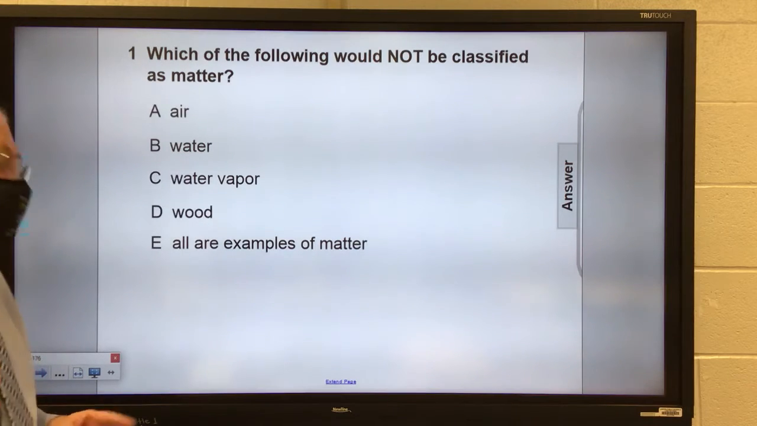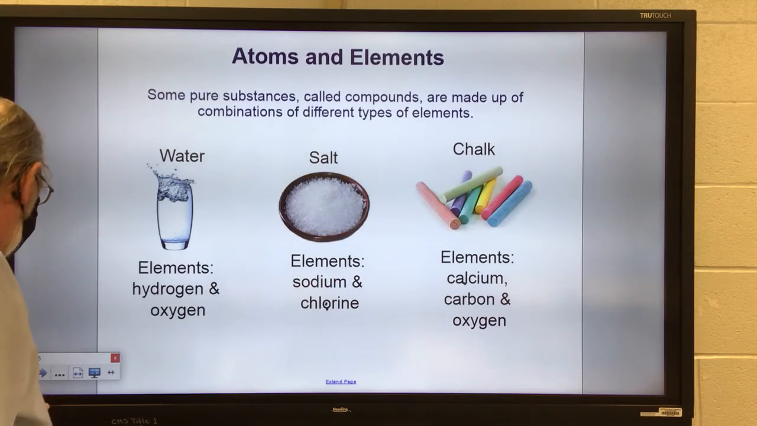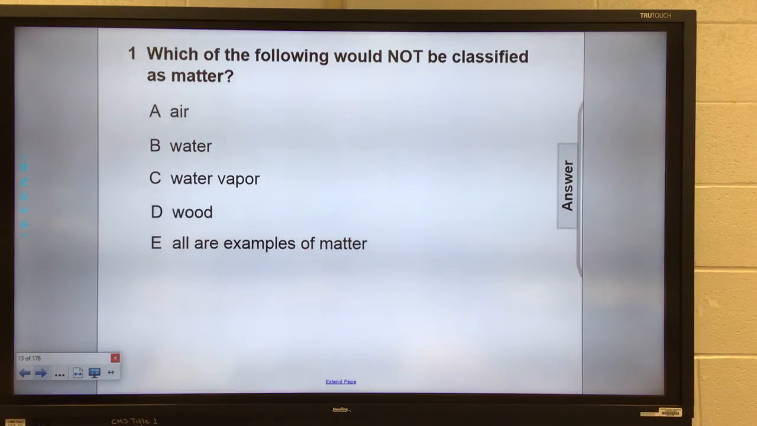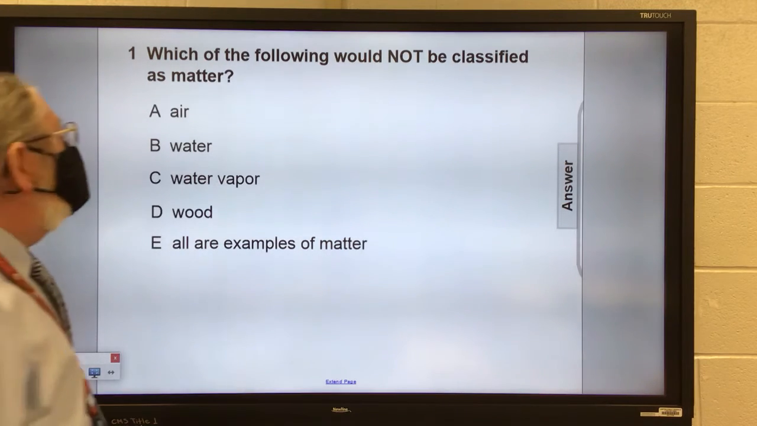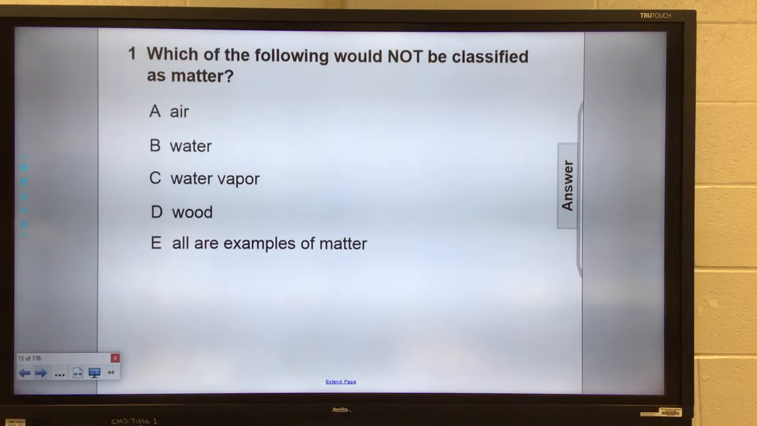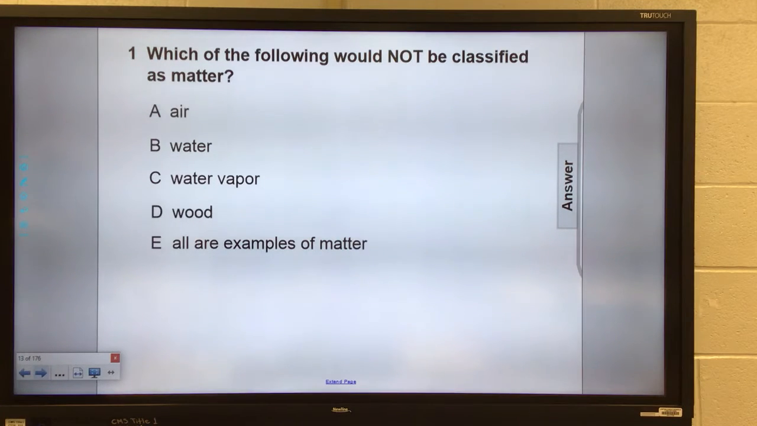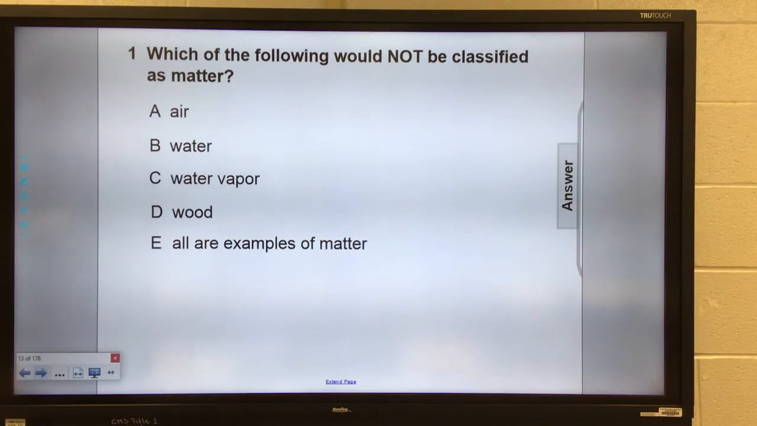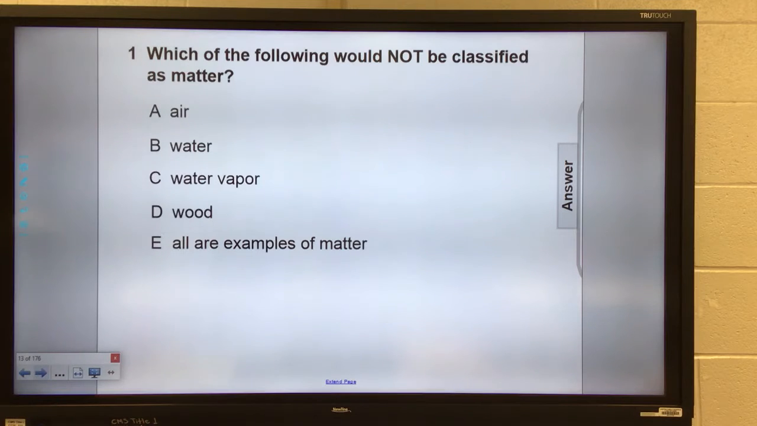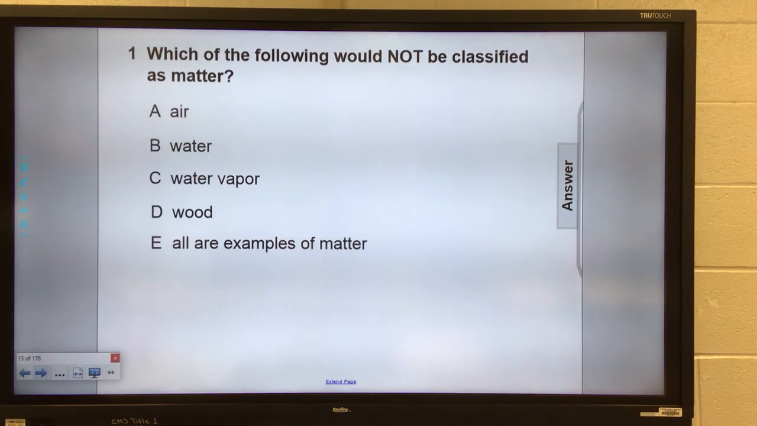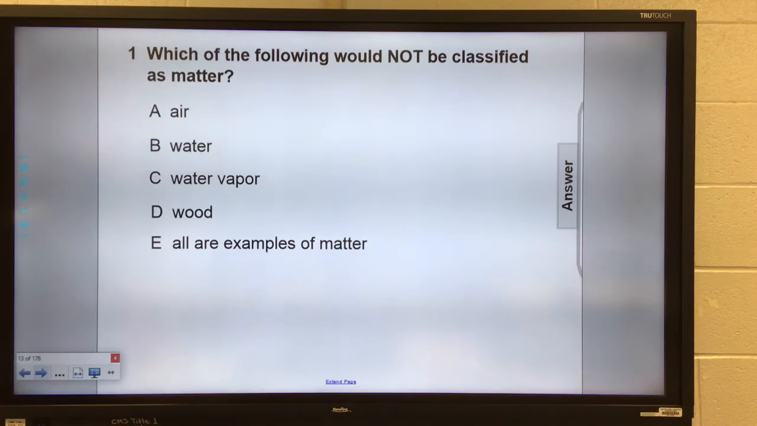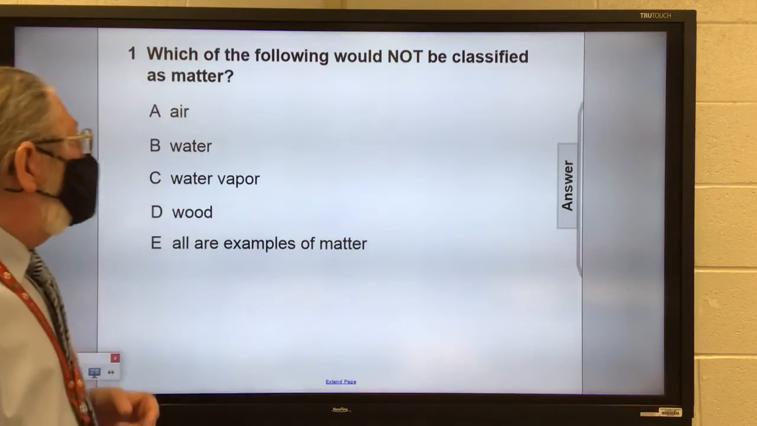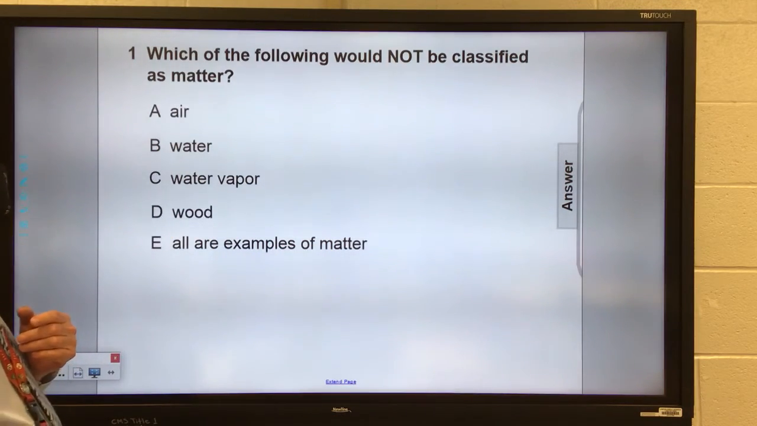Okay, let me double check and make sure you're ready to answer this question. Anybody want to answer? I'm going to read it to you and give you some choices. I don't want you to blurt out an answer, I want you to raise your hand. I don't accept blurted answers in here. Which one of these is not classified as matter? Anybody want to take a guess? A. Okay, you say air would not be classified as matter.